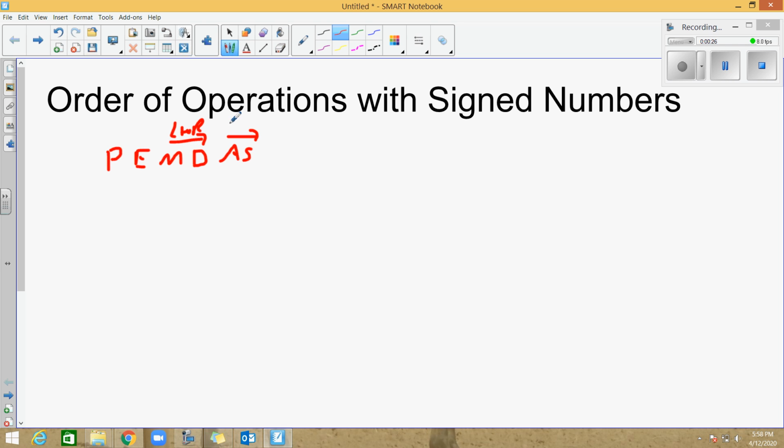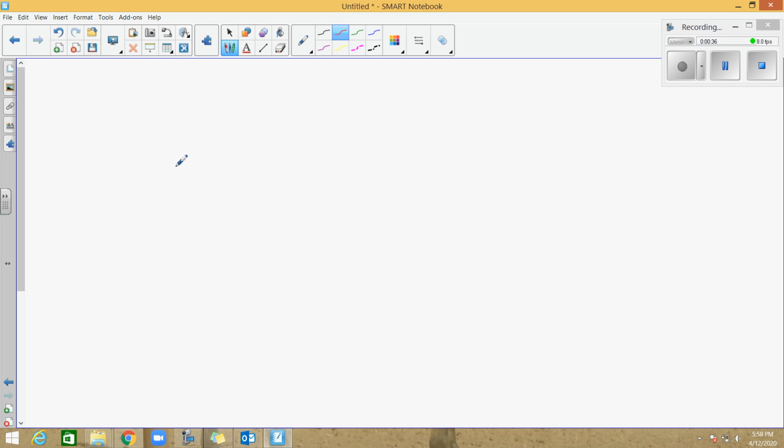Also, as you get to those, left to right. So we have to take those into consideration as we do our problems. So our problems then dictate what we go. So let's do a problem. Let's say I have 16 plus 32 divided by a negative 4.